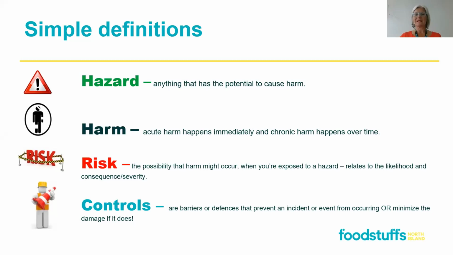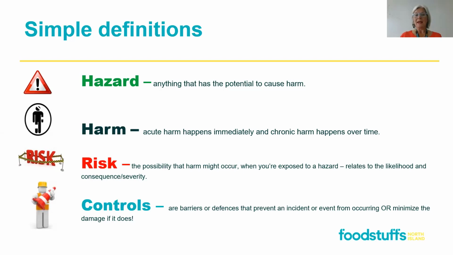A risk, conversely, is the possibility that harm might occur when you're exposed to the hazard. And the important point here is if there's no hazard, ideally, effectively, there's no risk. And risk relates to the likelihood and the consequence or the severity of the hazard causing harm. So how badly and how often can something like this cause harm? Controls are the barriers or defences that we put in place to prevent an incident or harm from occurring and minimise the damage if it does occur.